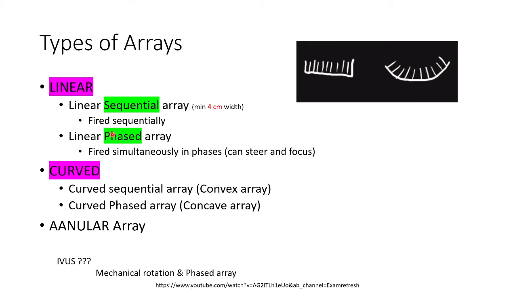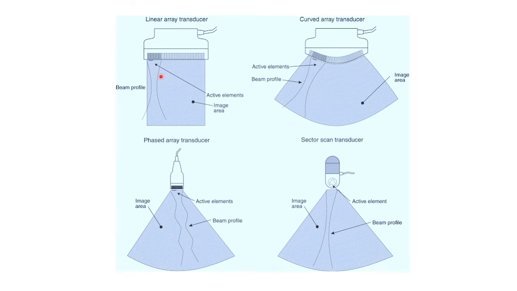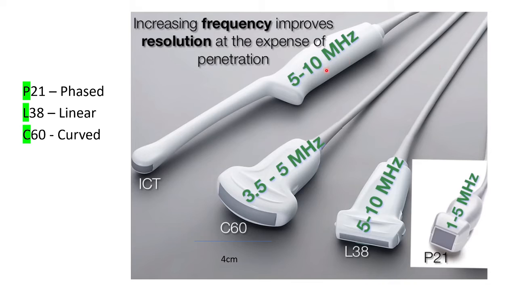What we have to focus on is that our cardiac probe is a linear phased array probe. So this is a linear probe, this is a curved probe. Linear, like all these, are fired as a linear sequential probe, and linear also comes as linear phased. So this is our phased array transducer, and these are the various probes.